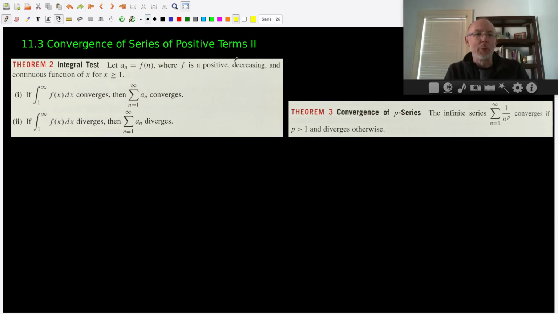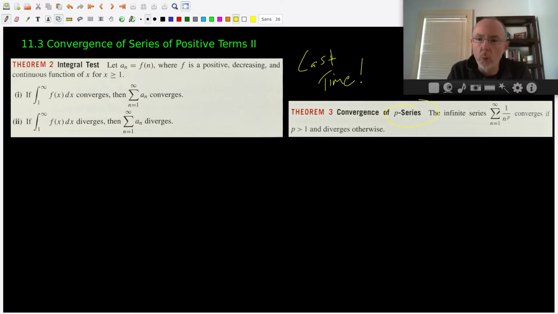All right, folks, we're back to talk about the convergence of series of positive terms again. This is the second part of this section, and I just want to remind you of what we did last time. We looked at two different tests. We saw the integral test, and we saw the p-test for p-series. So we've got these p-series, and we have a condition for when they converge.